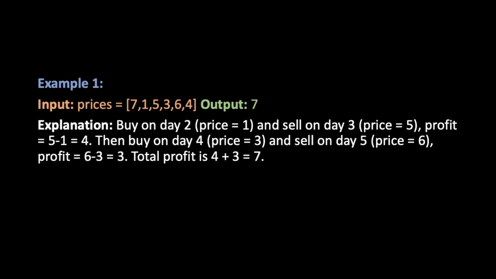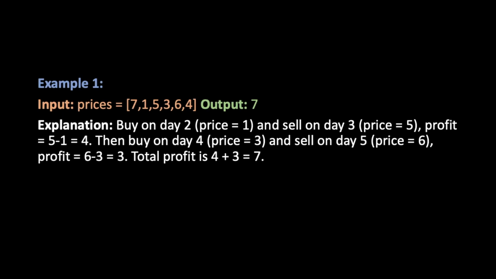For example, if we buy a stock on day 2 at 1 rupee, and sell it on day 3 at a price of 5, then in total we'll make a profit of 4. Then again we buy on day 4 at price 3 and sell it on day 5 at price 6. The profit we'll make is 6 minus 3, that is 3. So in total we made a profit of 4 and 3, and the total profit will be 7.